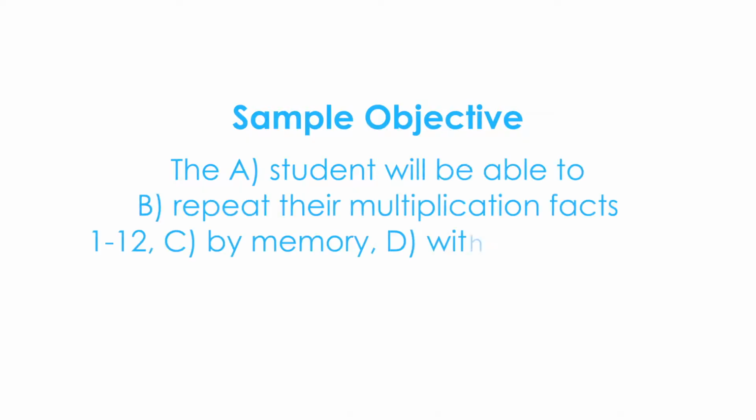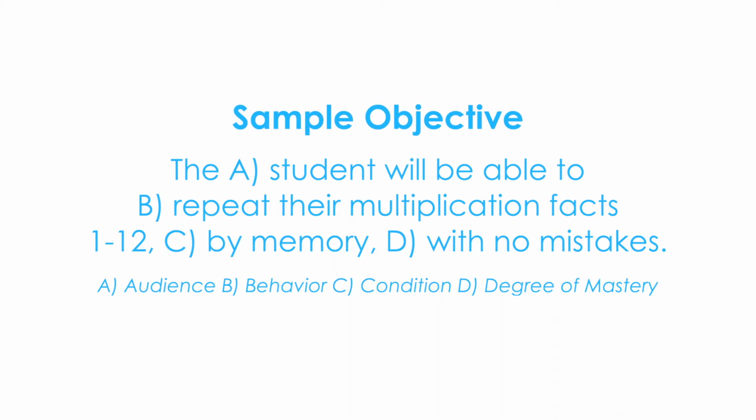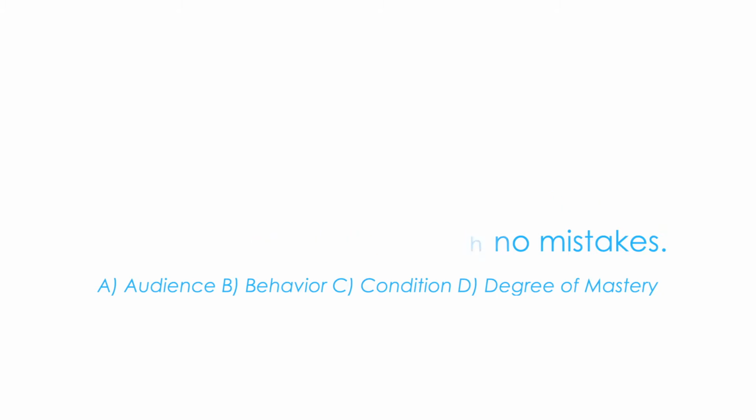So here's what a sample objective would sound like. The student will be able to repeat their multiplication facts 1 to 12 by memory with no mistakes. So the audience was the student. The behavior or action verb was that they could repeat the multiplication facts. The condition was by memory. And the D was they could do it with no mistakes.